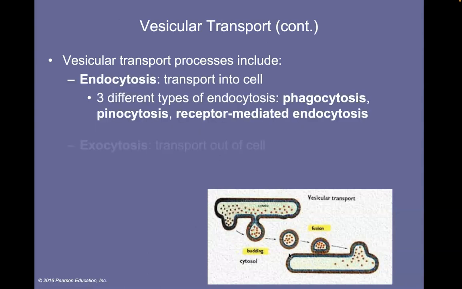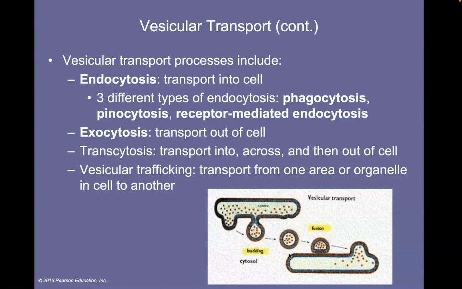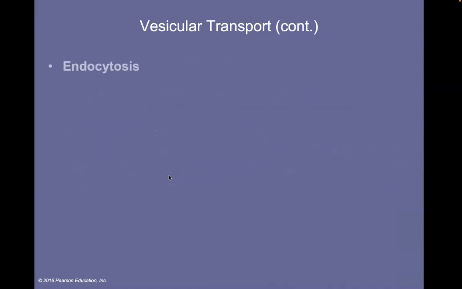So we call that transcytosis. And then vesicular trafficking is just transporting from one area or organelle of the cell to another. So we'll talk more about vesicular trafficking and how we transport things from one area to another when we talk about transporting proteins from the endoplasmic reticulum to the Golgi apparatus and things like that.